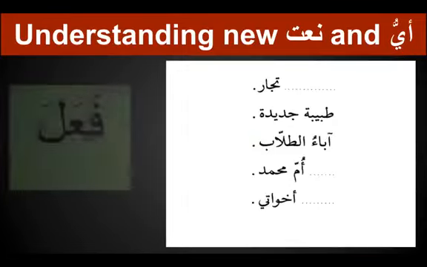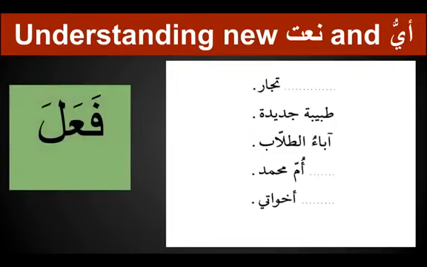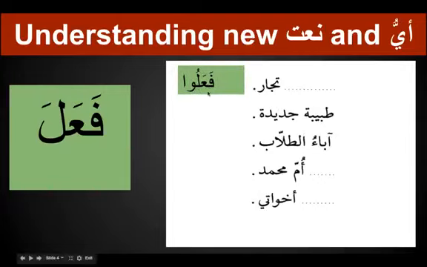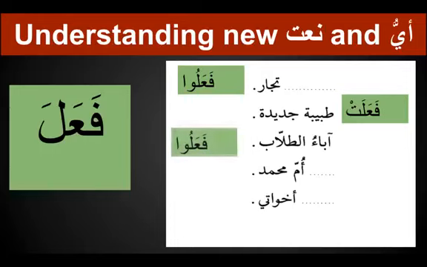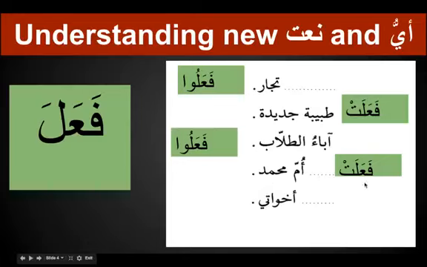If you do know the fa'il, fa'ala. Fa'ala means he did. Tujjaru fa'alu. Fa'alat tabibatu jadidatu. Tabiba is feminine, so hiya. Fa'alat. Aba'ut tullabu fa'alu. Fa'alat ummu Muhammadin. The mother of Muhammad, she did. So this is a Jumlatul Fa'liya.